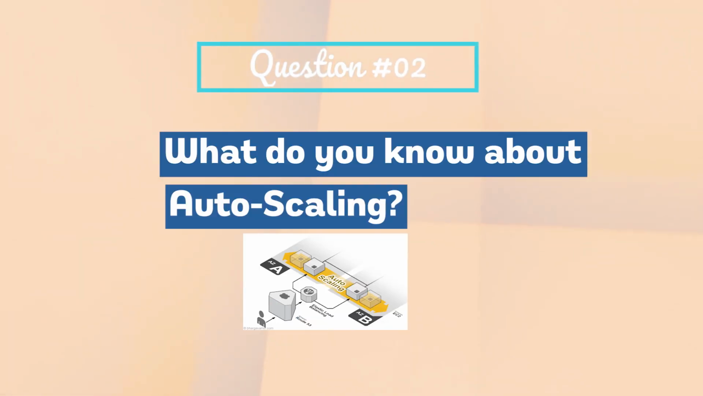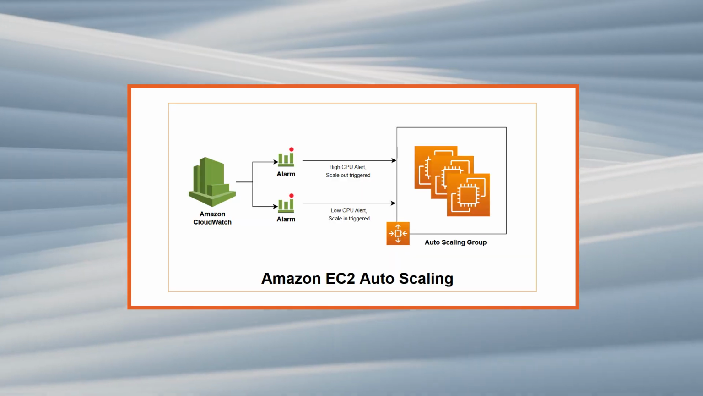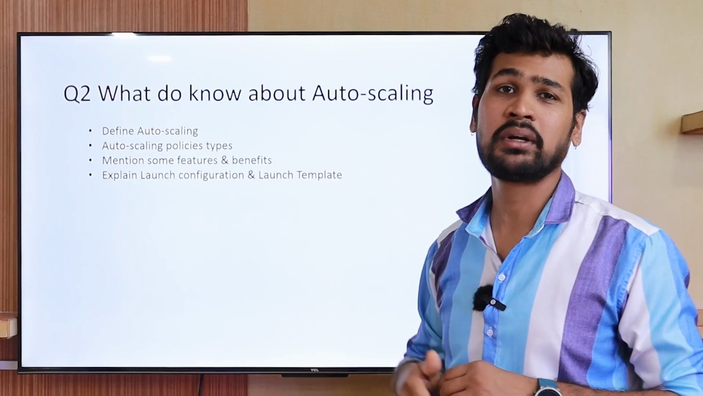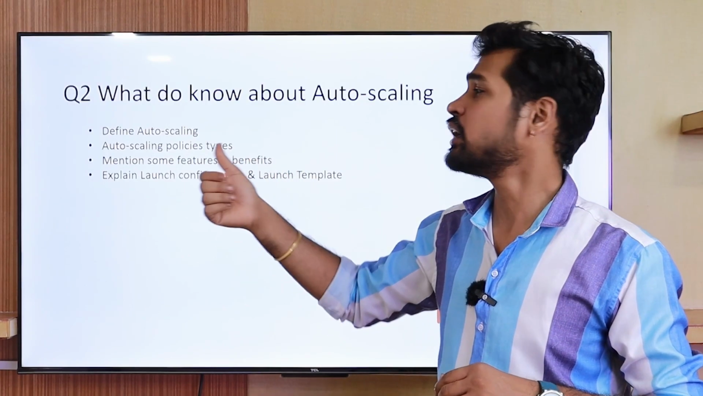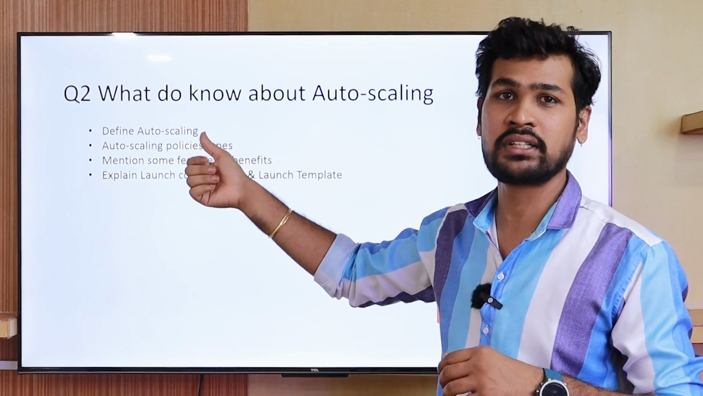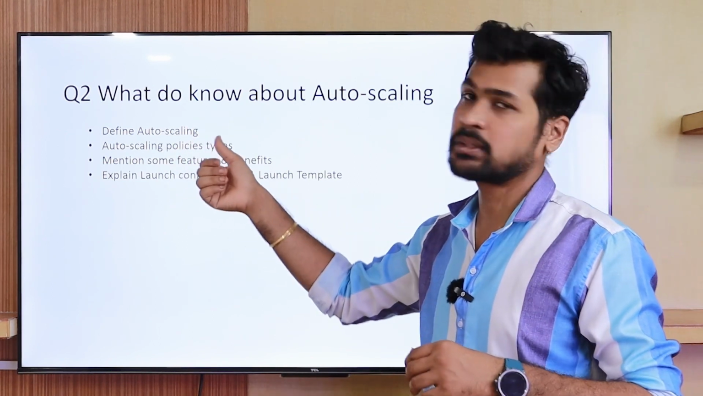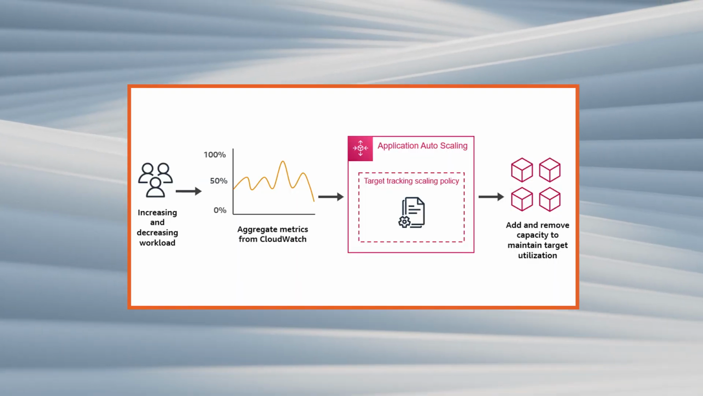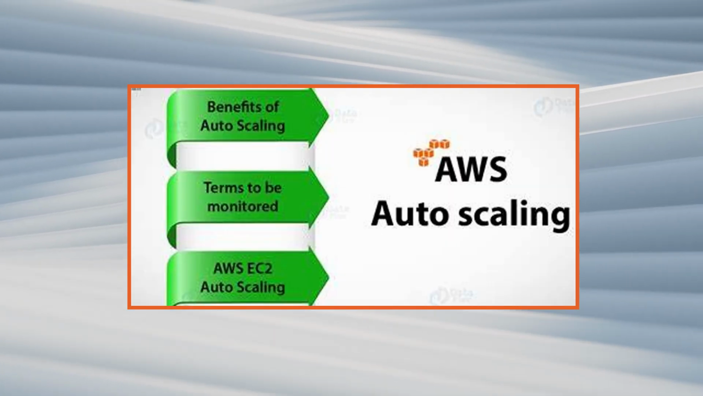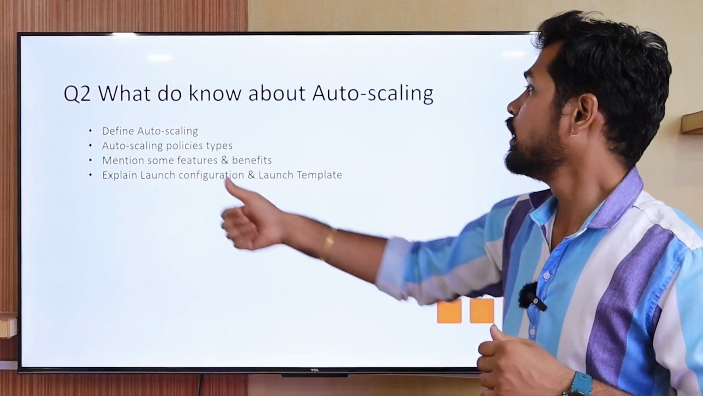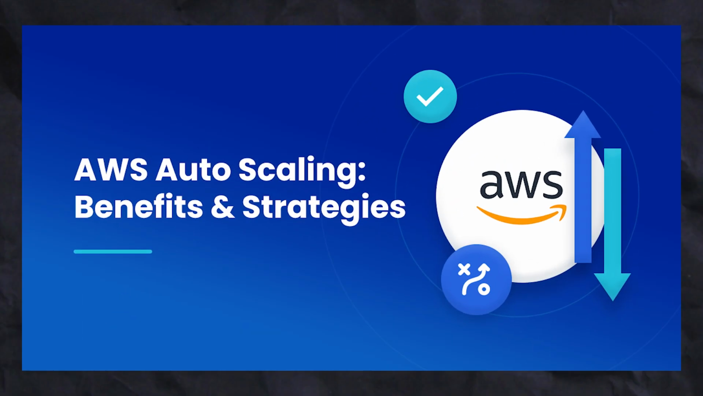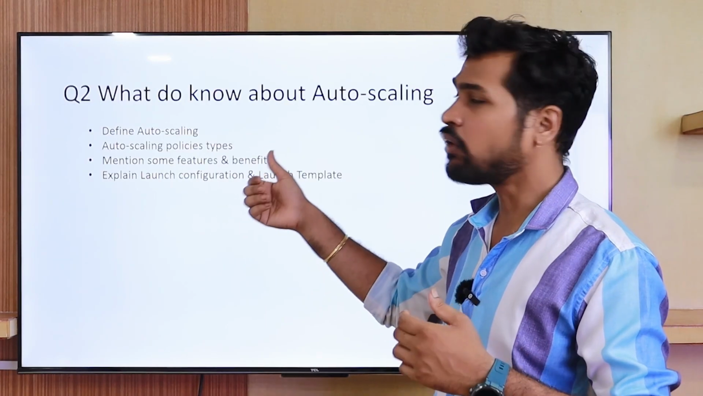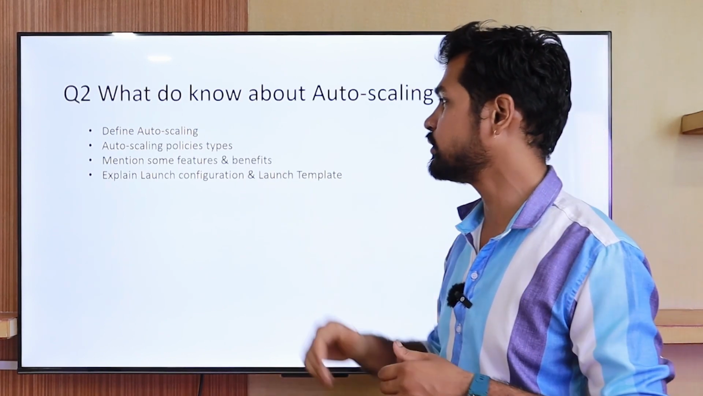What do you know about auto scaling? Here you need to define auto scaling. Auto scaling is a mechanism where your instances meet your business needs. So you need to explain auto scaling types. We have three types of auto scaling: one is predictive scaling, step scaling, and dynamic scaling. So mention some features and benefits, how auto scaling is used in real time and why it is used.